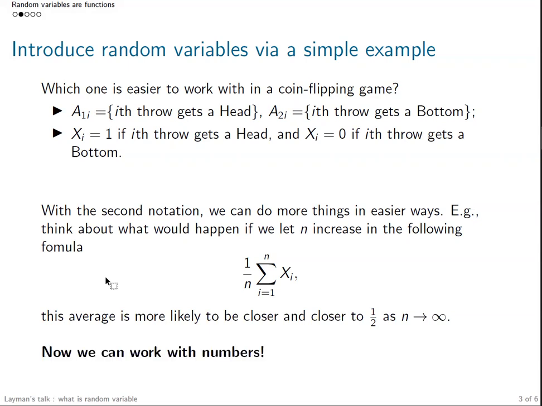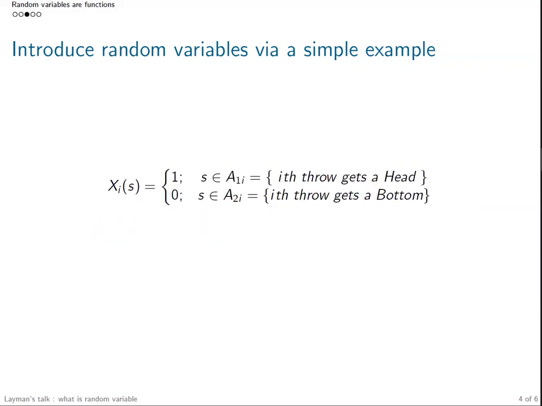Now let's take a look at how Xi is constructed. If we formally look at the way Xi is constructed, we see that it is essentially a function, right? It maps an outcome to 1 as long as the outcome is from A1i, and to 0 otherwise. So we have the domain, we have the codomain, which is 0 and 1, and we also show the relations, right? How this function links the outcomes to the numbers 0 and 1. So this is a specific example to show that random variables are essentially functions.